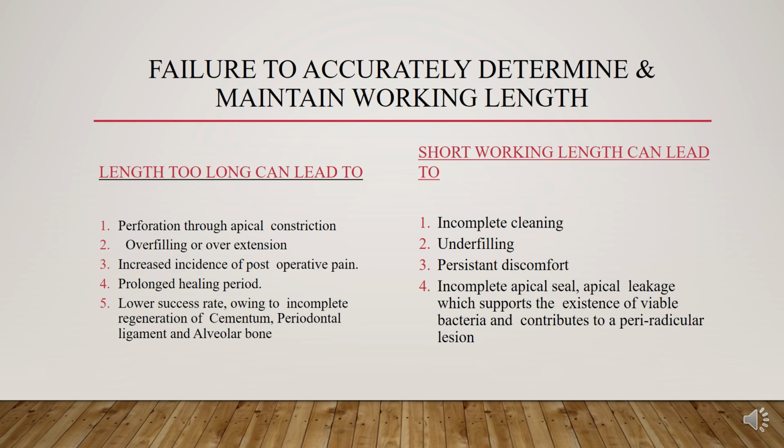Failure to accurately determine and maintain the working length. Length too long, overestimation, can lead to perforation through apical constriction, overfilling or overextension. There might be increased incidence of post-operative pain, prolonged healing periods, and lower success rate owing to incomplete regeneration of cementum, periodontal ligament, and alveolar bone. Working length short of apex can lead to incomplete cleaning, underfilling, persistent discomfort. You get an incomplete apical seal, apical leakage, which supports the existence of viable bacteria and contributes to periradicular lesion persistence.